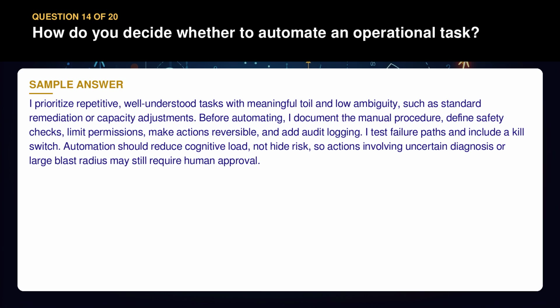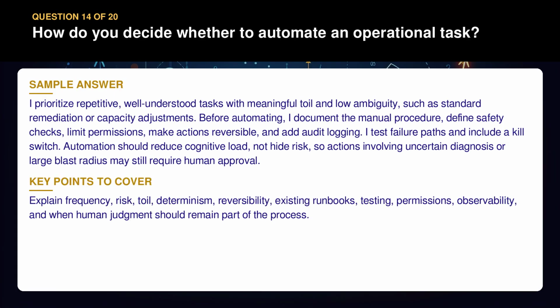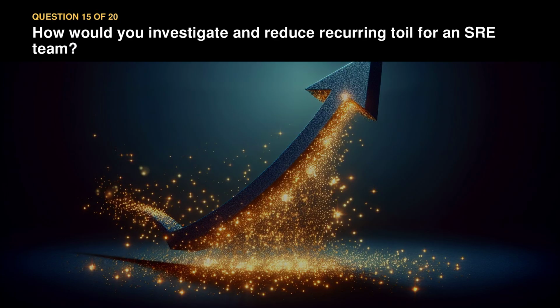I test failure paths and include a kill switch. Automation should reduce cognitive load, not hide risk, so actions involving uncertain diagnosis or large blast radius may still require human approval. Explain frequency, risk, toil, determinism, reversibility, existing runbooks, testing, permissions, observability, and when human judgment should remain part of the process. Question 15.